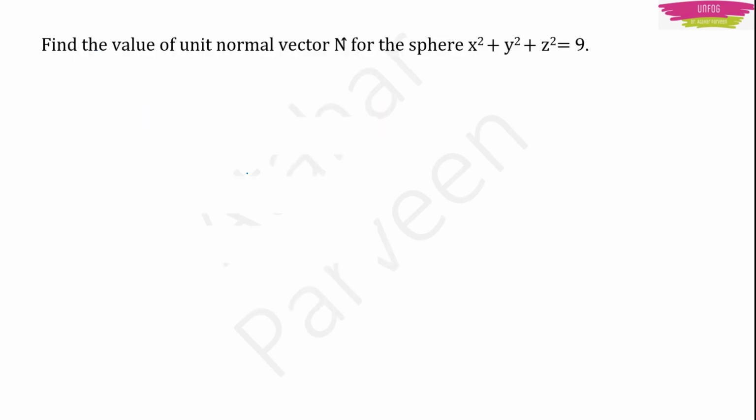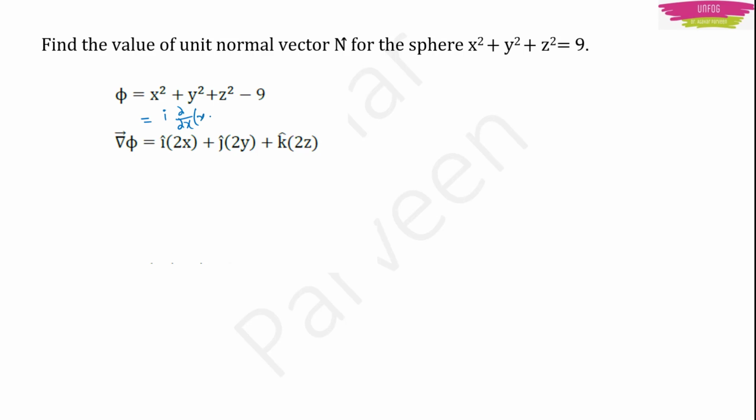Okay. For example, find the value of unit normal vector n for the sphere x square plus y square plus z square is equal to 9. Now the given equation is this, right? You take it as phi. So before writing this del phi value directly, you can write it like this: i into dou by dou x of the entire thing, x square plus y square plus z square minus 9, plus j into again dou by dou y of the entire thing plus k into dou by dou z of the entire thing. But that entire thing is not needed here.